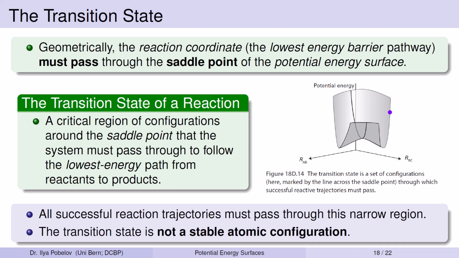You can also see from this figure that the transition state is not a stable atomic configuration. The saddle point is a minimum of potential energy along the direction perpendicular to the reaction coordinate, but it is a maximum in the direction of the reaction coordinate. Following a small deviation from the saddle point along the direction of the reaction coordinate, the system finds itself in a state where it can lower its potential energy by moving towards either products or reactants.